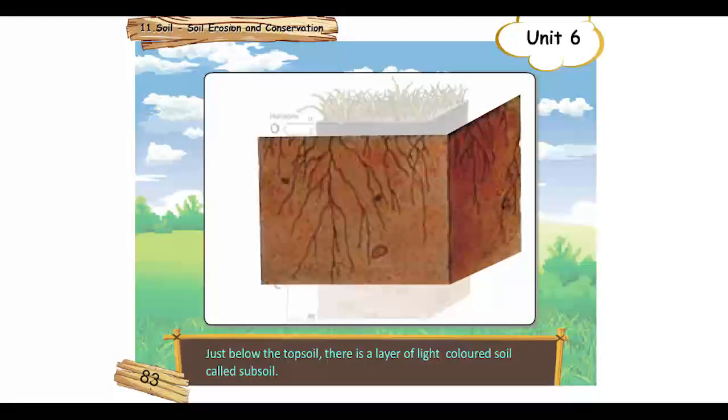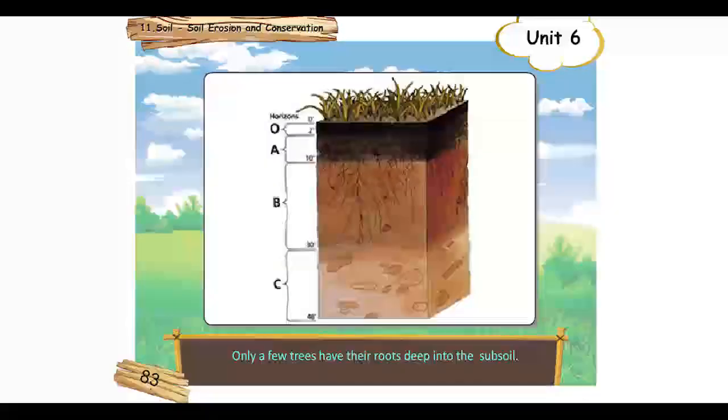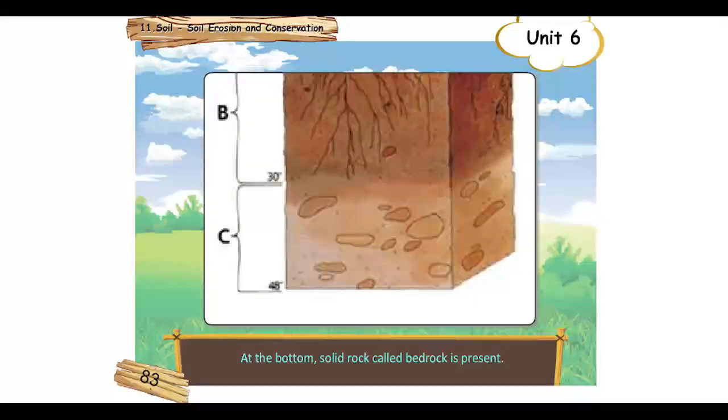Just below the topsoil, there is a layer of light-colored soil called subsoil. It is not suitable for the plants to grow. Only a few trees have their roots deep into the subsoil. At the bottom, solid rock called bedrock is present.